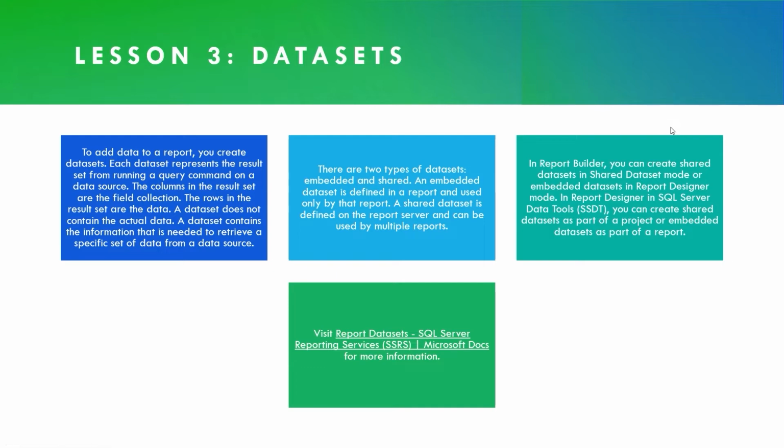So each data set represents the result set from running a query command on a data source. The columns in the result set are the field collection. The rows in the result set are the data. A data set does not contain the actual data. It contains the information that is needed to retrieve a specific set of data from a data source. Then there are two types of data sets, embedded and shared. An embedded data set is defined in a report and used only by that report. A shared data set is defined on the report server and can be used by multiple reports. And you'll get examples of all of these during the course.